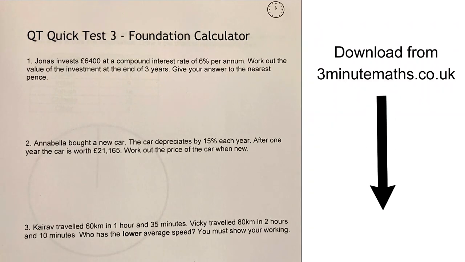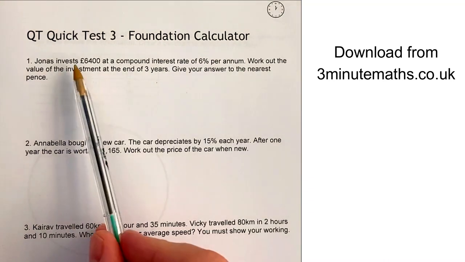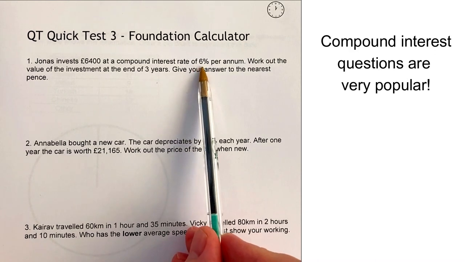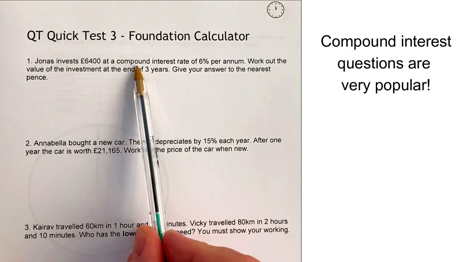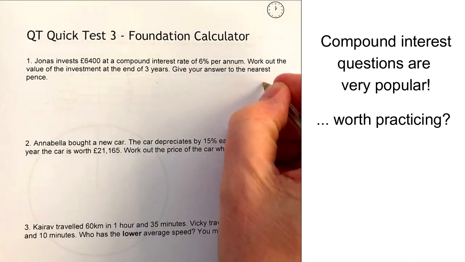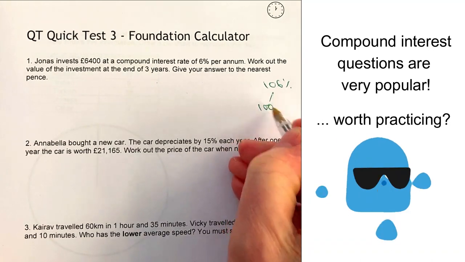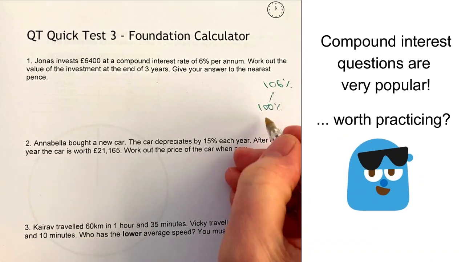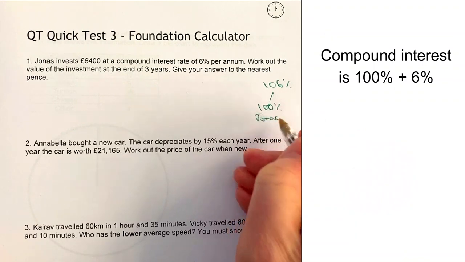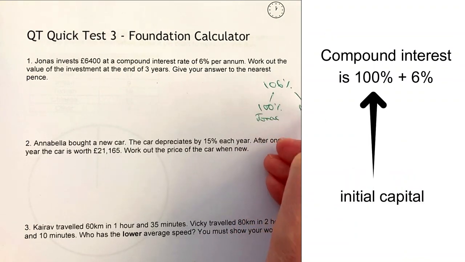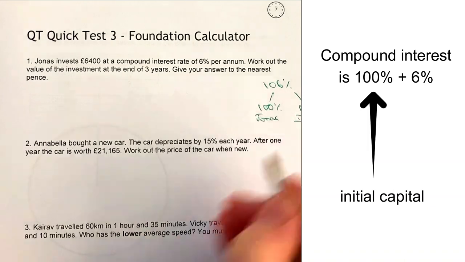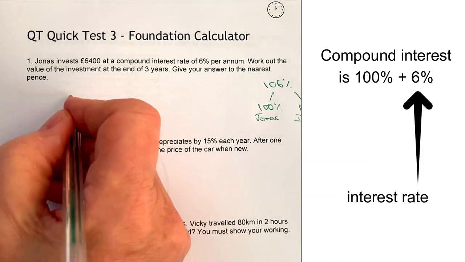Okay, so on to question number one. Now, we are going to be using calculator for this, but I won't show the calculator too often on the screen itself. So we've got Jonas invests 6,400 at an interest rate of 6%. So the important thing with that is that that means with it being compound, he's actually getting 106%, because 100% of it belongs to Jonas, and that's his initial capital, and then 6% of it is actually his interest rate.